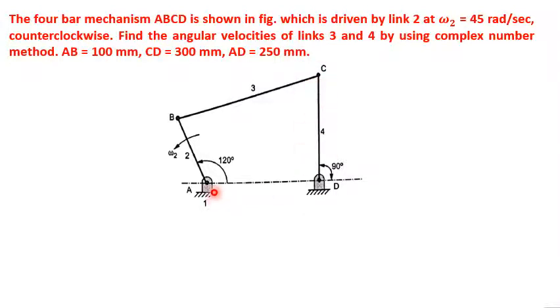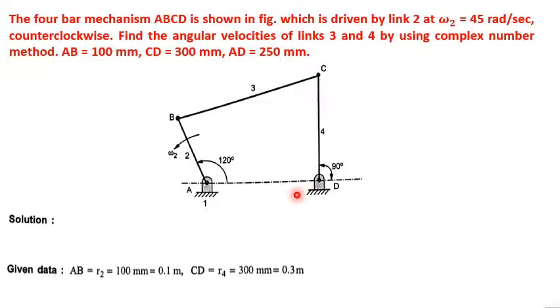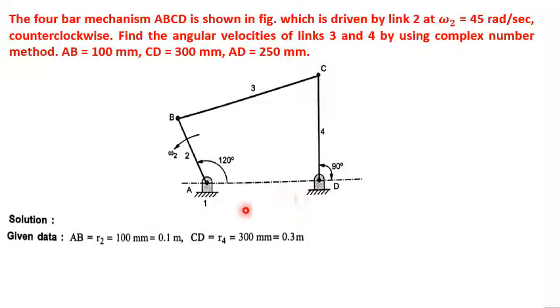Okay, and theta 2 is given. Theta 2 is 120 degrees. So we have to find theta 3, and theta 4 is 90 degrees, it is given, and theta 1 we also have to find. So here let us solve the problem. First of all, we have to extract the given data.